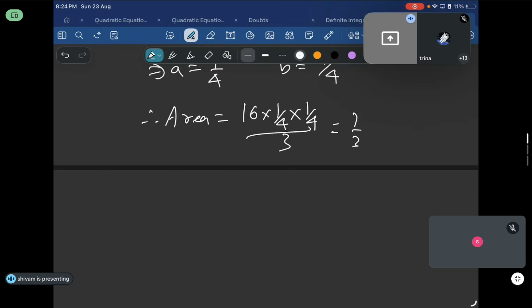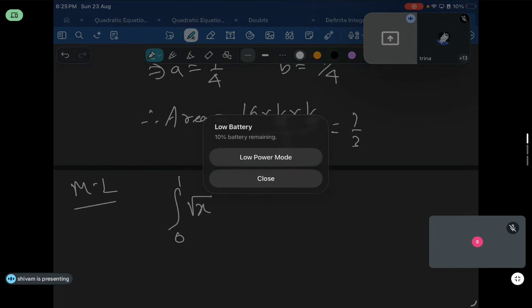Okay, but let us say you people have forgotten method 2. Let us say you people have forgotten this 16ab by 3. Then what is the intersection point? 1, 1, right? So it will be integral from 0 to 1, upper curve minus lower curve. Upper curve is root over x, lower curve is root over y. Wait a minute. Y is equal to root over x. This is purely upper minus lower.